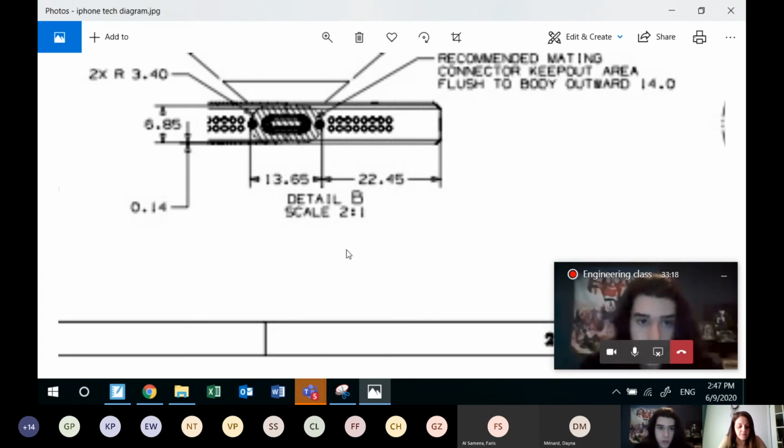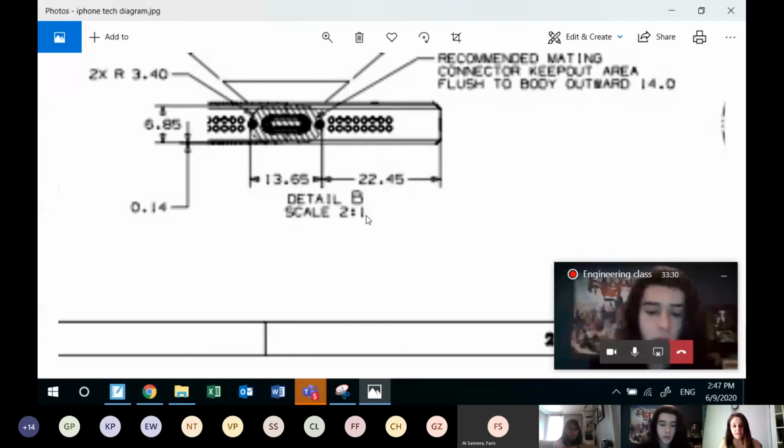Yes, scale increase. Yes, because the 2 here is the image that you drew, and the object is 1, which means the object is smaller than this. Okay, excellent.